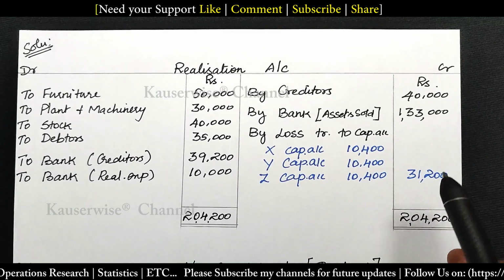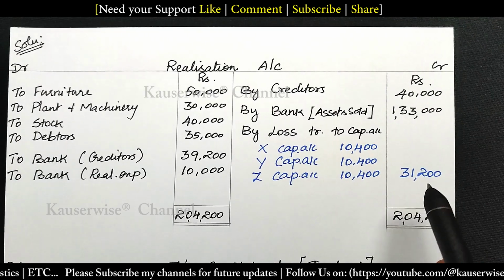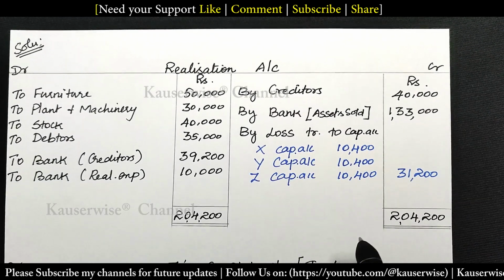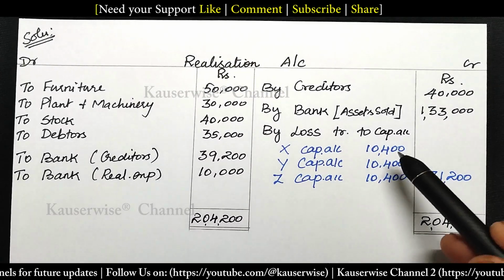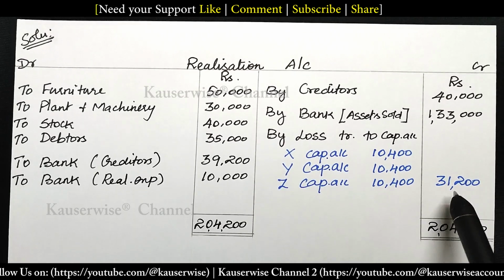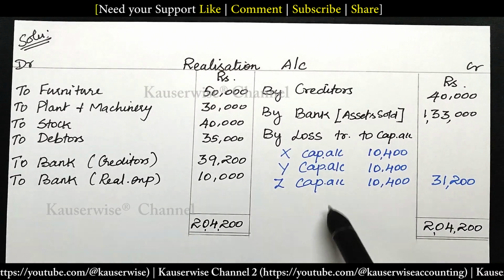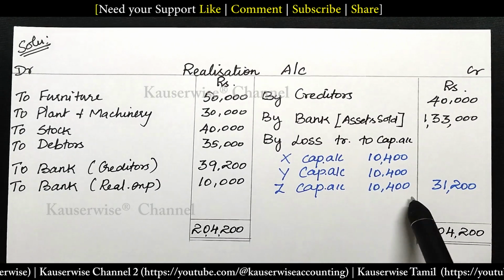Another important thing is, this will be shared by partners according to their profit sharing ratio. But in this particular problem, the profit sharing ratio is not given. In that case, they can share the loss equally. So here 31,200 divided by 3. 3 partners are there, no? So how much? 10,400, 10,400, 10,400.